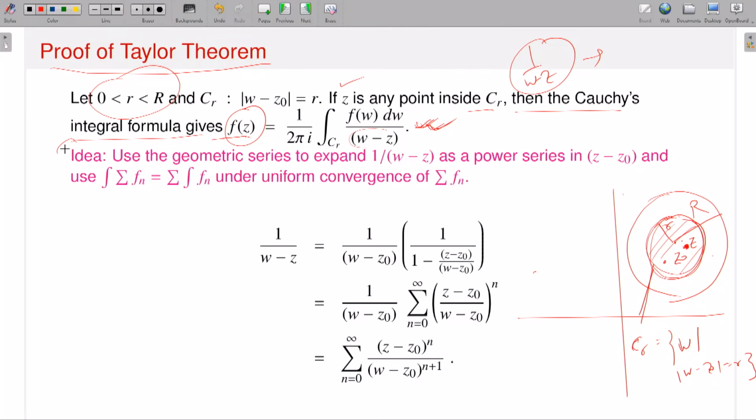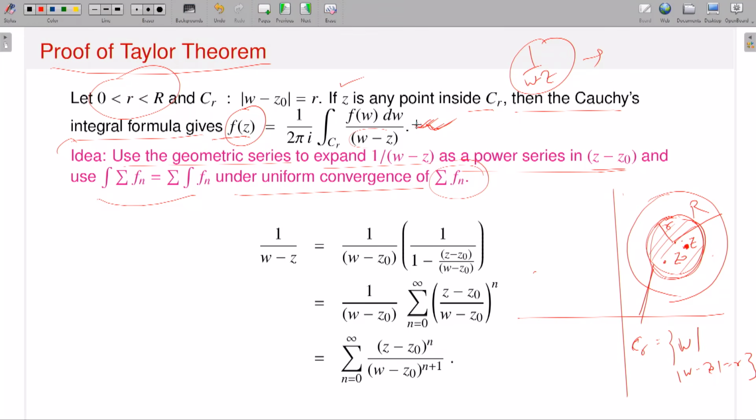That's the idea I have written in this color. Use the geometric series expansion of 1 by w minus z as a power series in z minus z0, and then use the fact that I can interchange summation and integration under the uniform convergence of my series fn, and then I am done. So this is the thing you have to do.